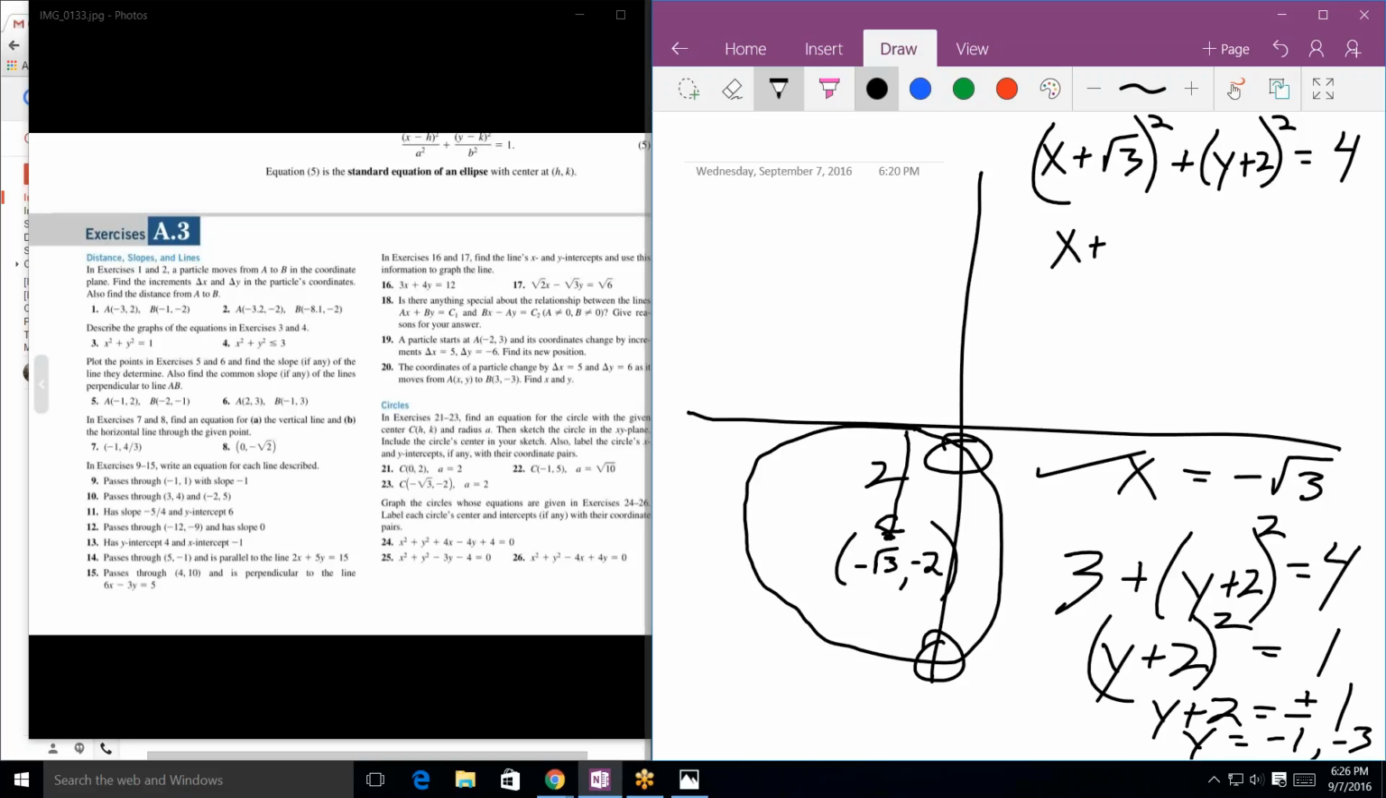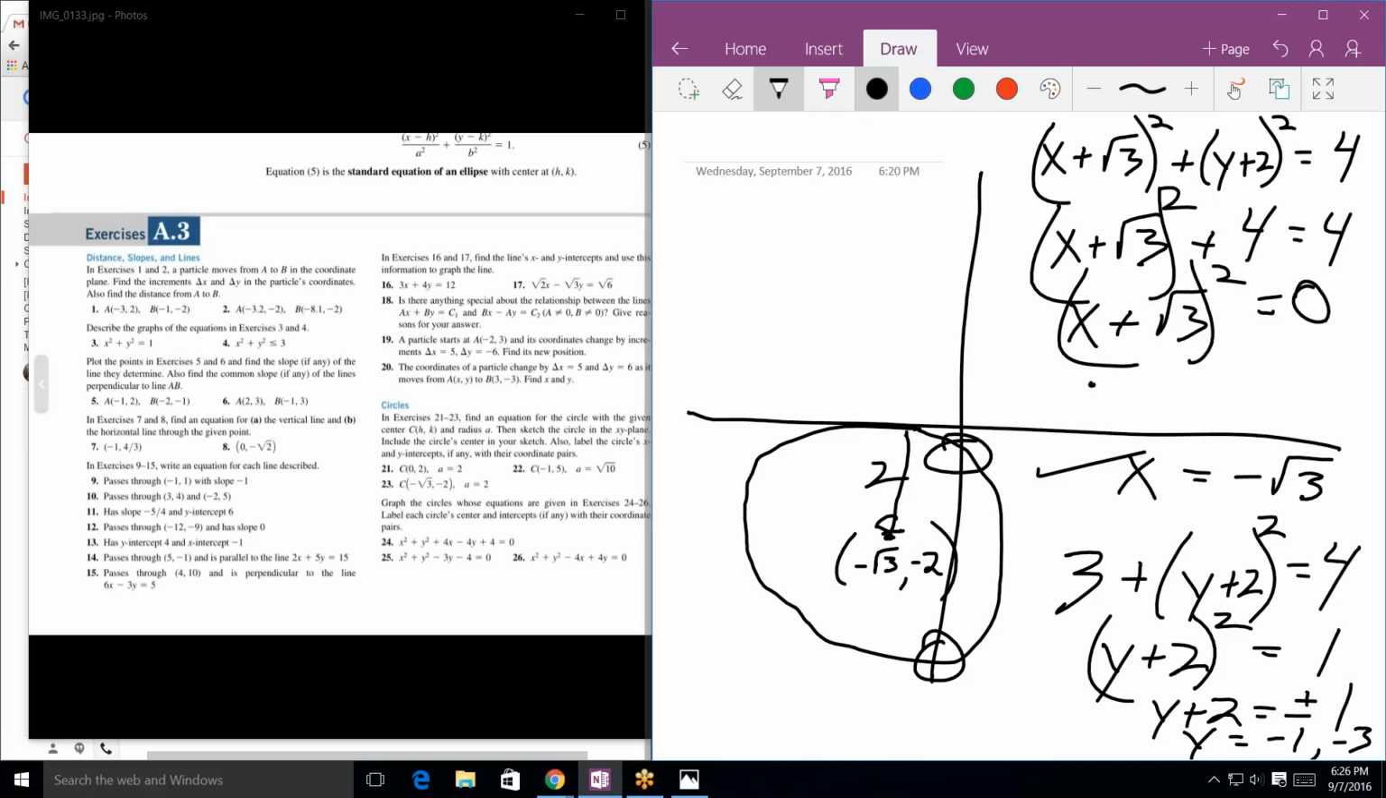So I have x plus square root of 3 squared plus 2 squared equals 4. Now I get x plus square root of 3 squared equals 0. Gives me x plus square root of 3 equals 0. It's the one time you don't need the plus or minus. And x equals minus square root of 3. Only.